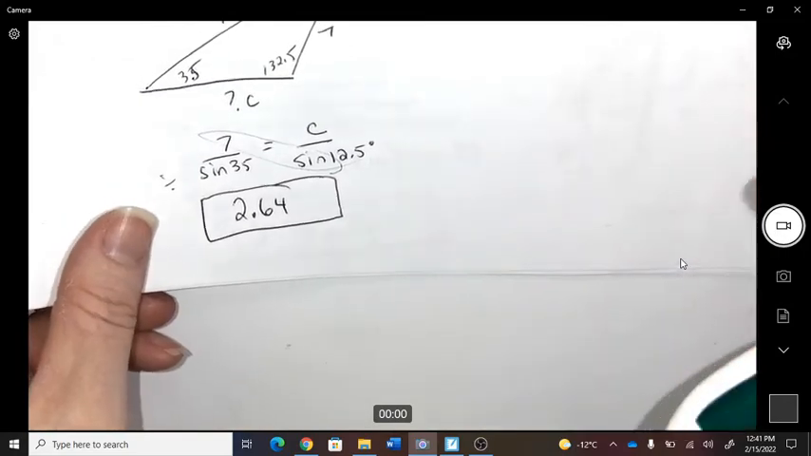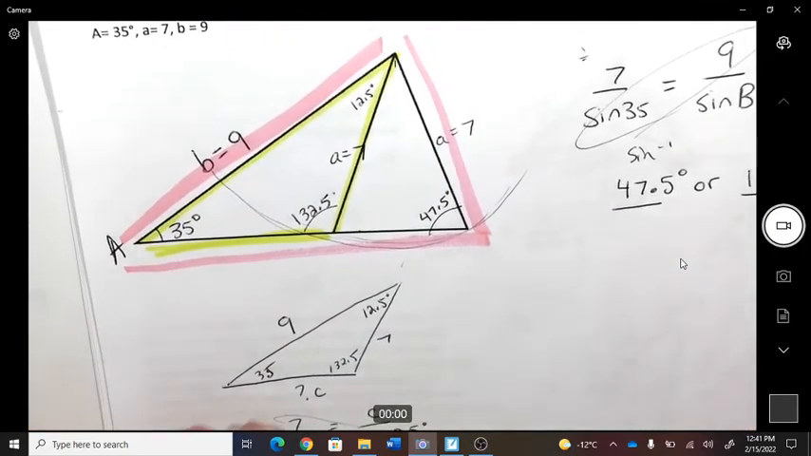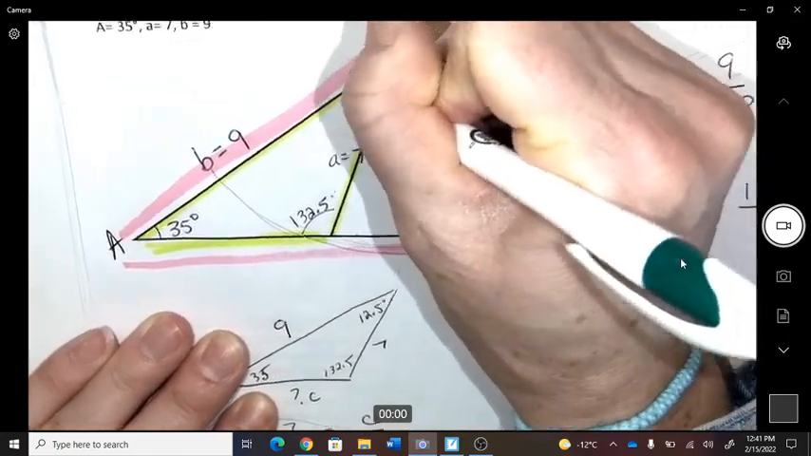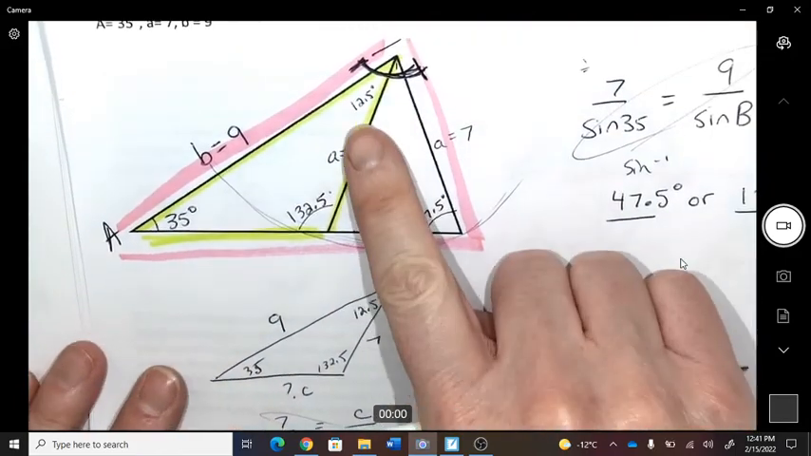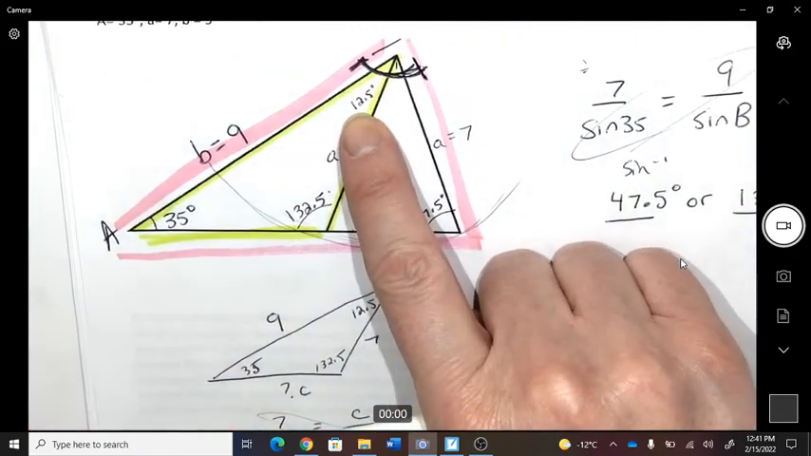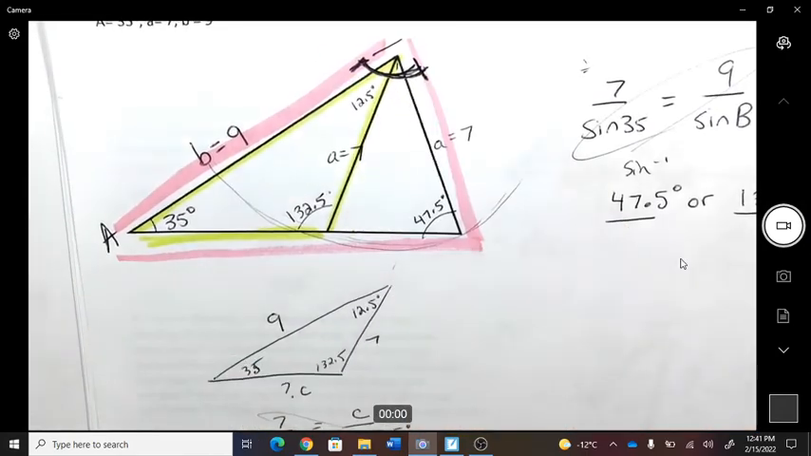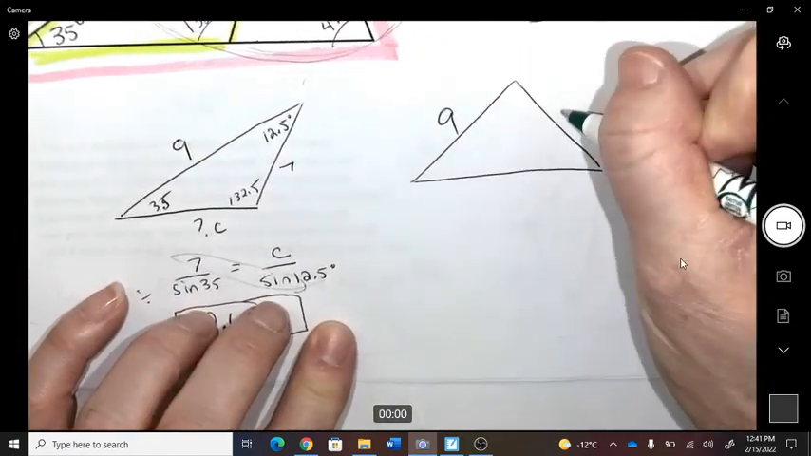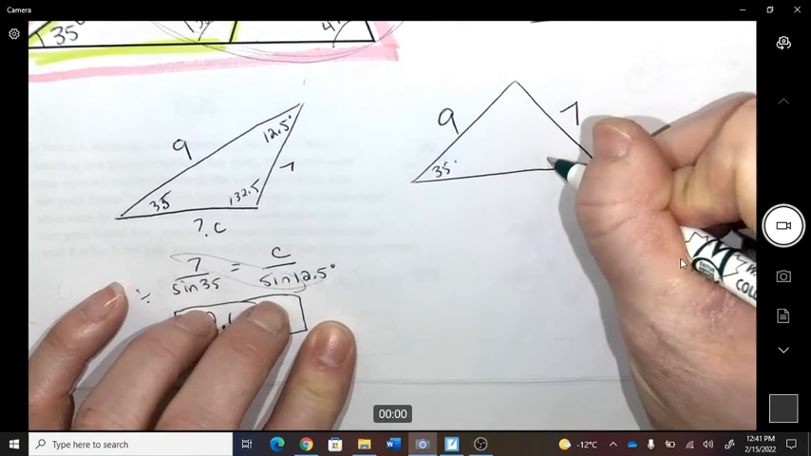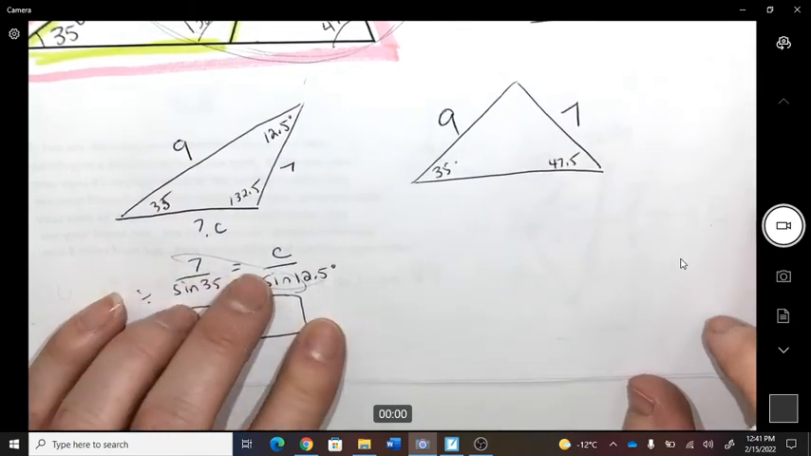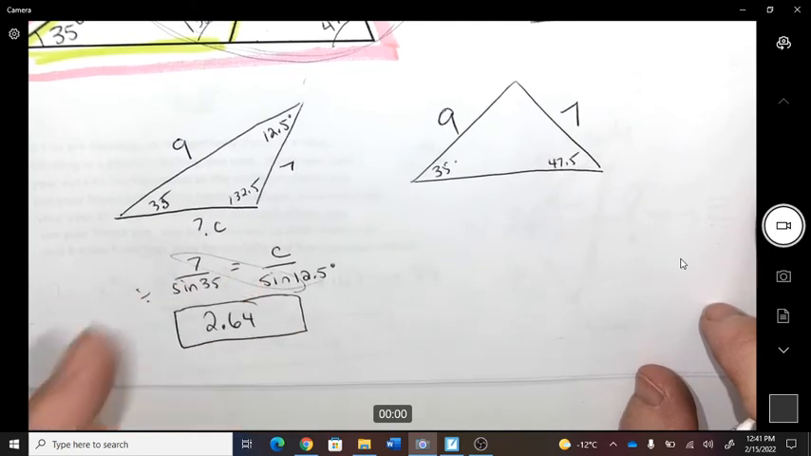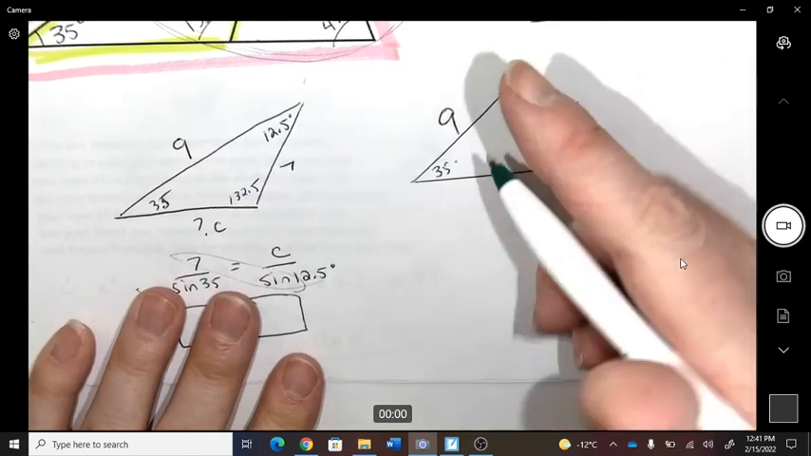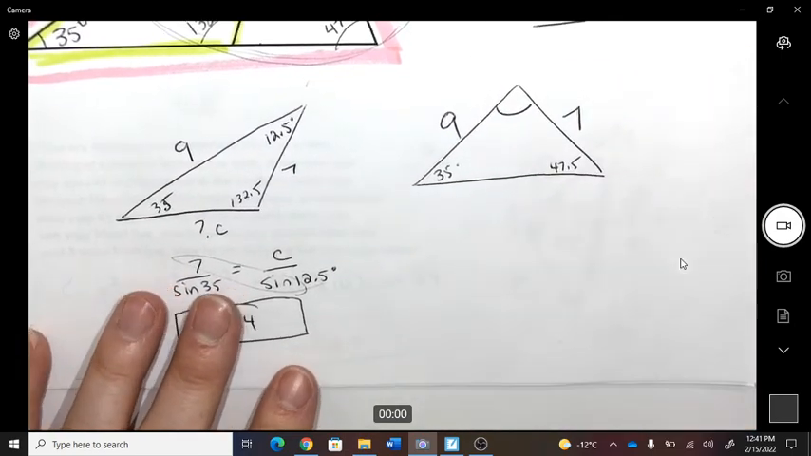Okay, now we're going to go into the pink triangle. So this is the part that's kind of tricky where some people get a little bit messed up. Okay, the 12.5 is in this triangle, but really I want to know this whole thing. So if I look at, it's separated a 9, 7, I have a 35 and a 47.5. Right, that's the pink triangle if I drew it separated now. So what's the whole entire top angle then?